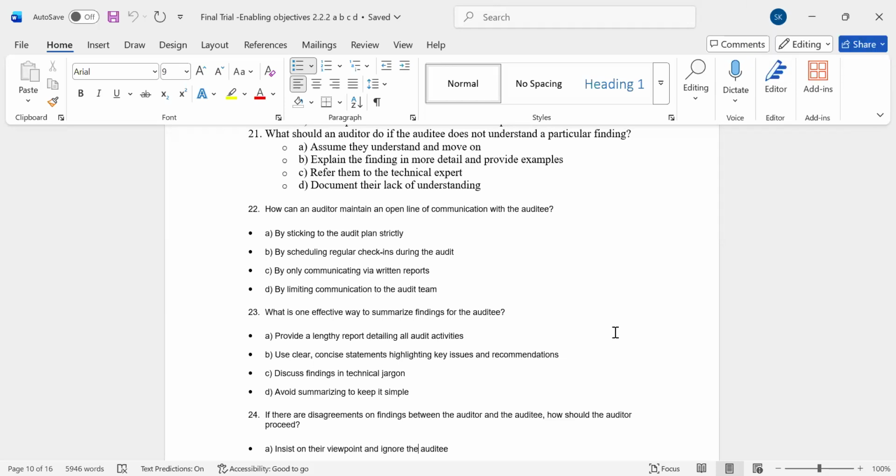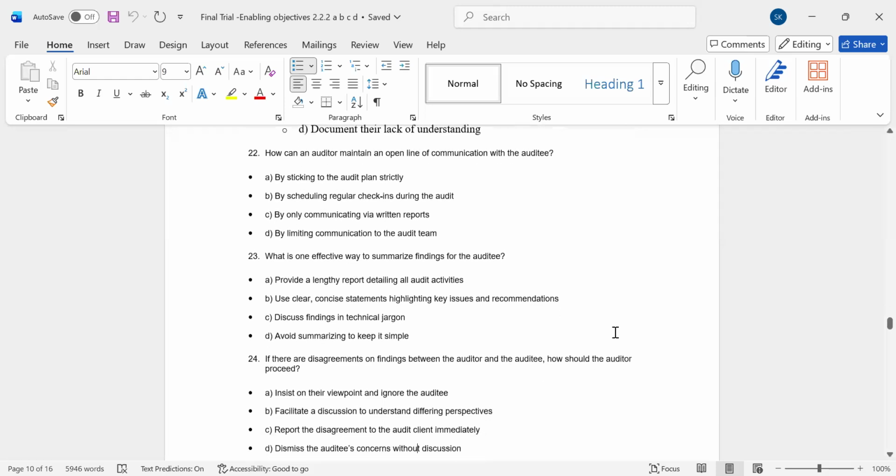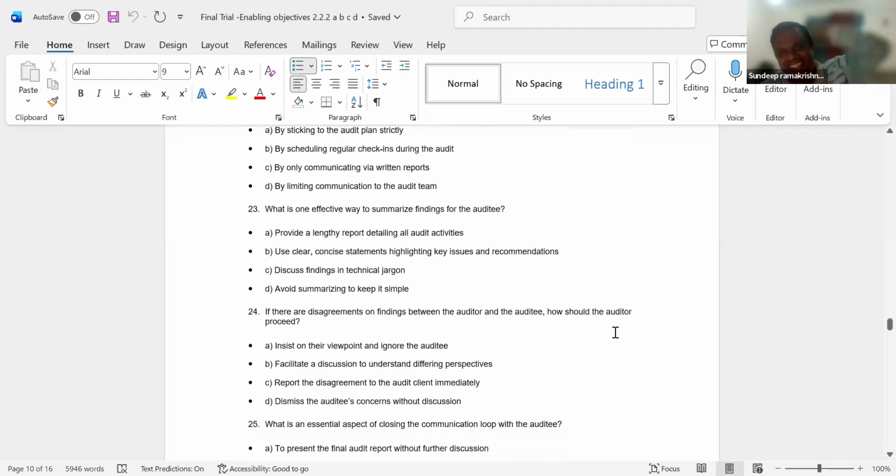Question number 23. What is one effective way to summarize findings for the auditee? A, provide a lengthy report detailing all audit activities. B, use clear, concise statements highlighting key issues and recommendations. B, sir. Read the other two answers also, please, Anil. C, discuss findings in technical jargon. Six pages more, sir. D, avoid summarizing to keep it simple. Okay.